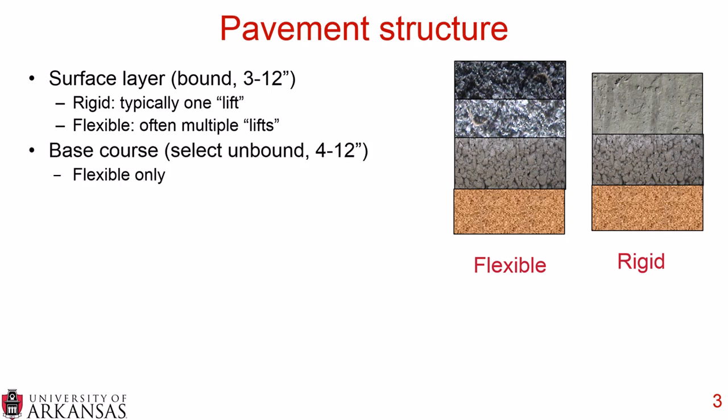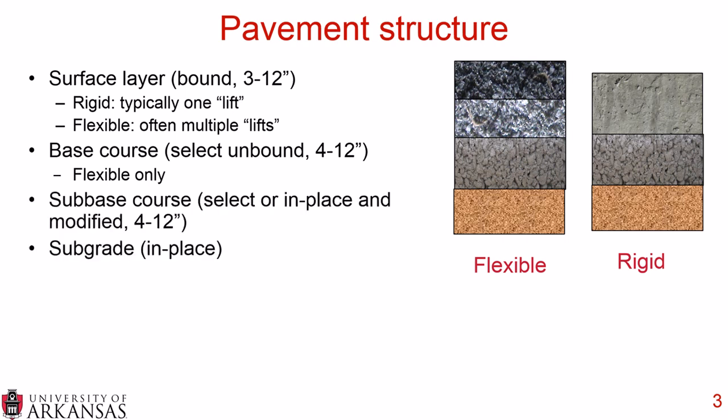The base course, this is a select unbound material, and it's anywhere from 4 to 12 inches. This is usually only placed on flexible pavements. And then you have the subbase course, which is select or in place and modified material, also 4 to 12 inches. So it can be a select material, usually a little lower quality than base course, or it can be a modification of in-place material, and that's 4 to 12 inches. And then the subgrade, which is at the very bottom of each pavement structure, that is the in-place material.